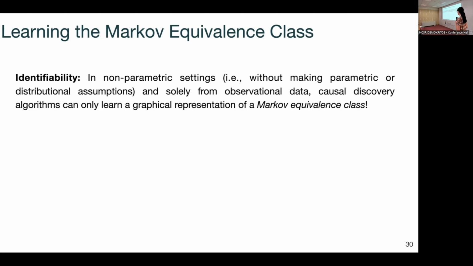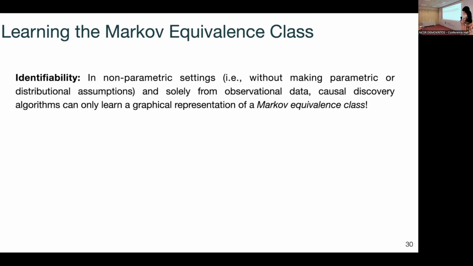I call it non-parametric because I don't want to make parametric or distributional assumptions. I don't want to say it's linear or non-linear or Gaussian or whatever. The only thing I know is that I have a very good conditional independence test that tells me which pairs of variables are dependent or independent of each other, given some others. So this is the setting where I just have observational data. No interventional data, no knowledge, no other type of data. In this scenario, causal discovery can only learn a representation of the Markov equivalence class.